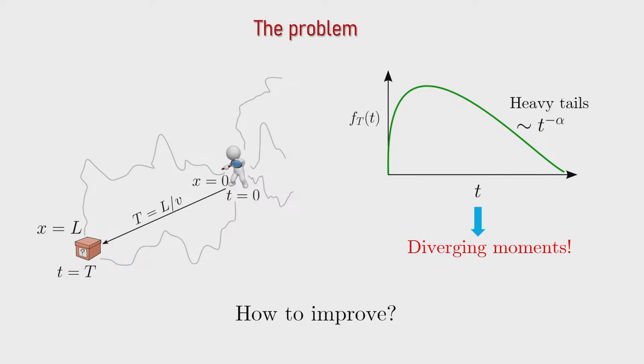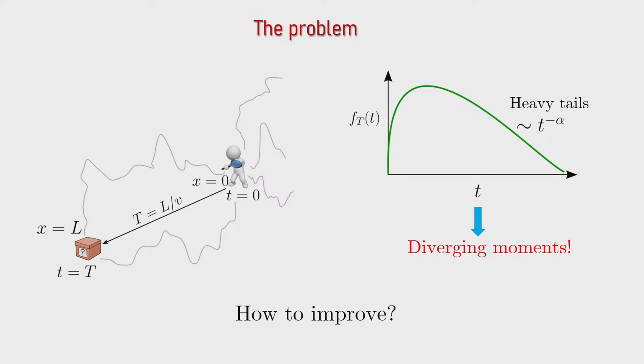But what is the problem? The problem is having these heavy tails in the first passage time distribution. For example, take this searcher problem, searching for this box. If the searcher is going to the target or the box in a finite time, there is no problem. But suppose the searcher is moving in a stochastic fashion, then it will follow some stochastic trajectory, as I told earlier, and it will take some time, capital T.